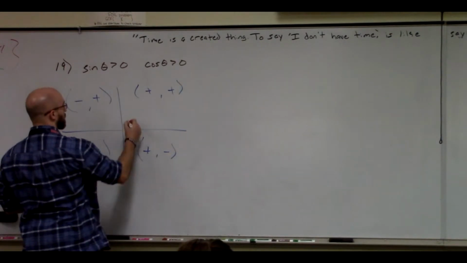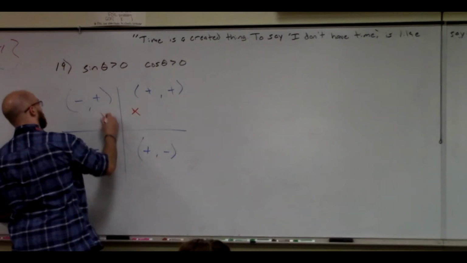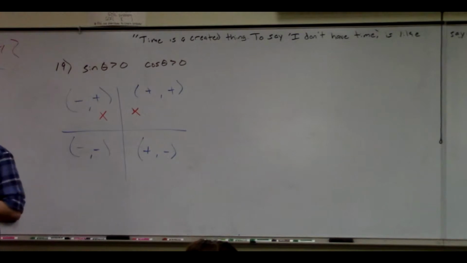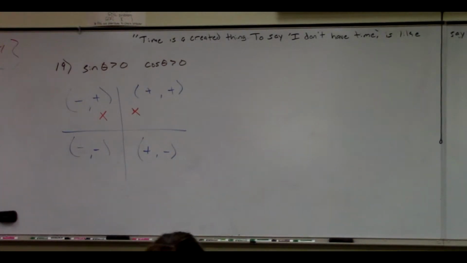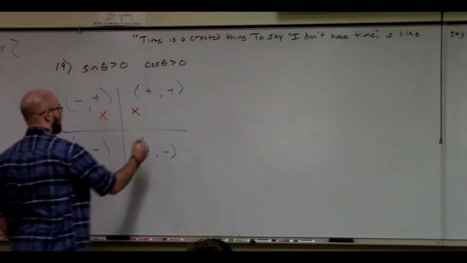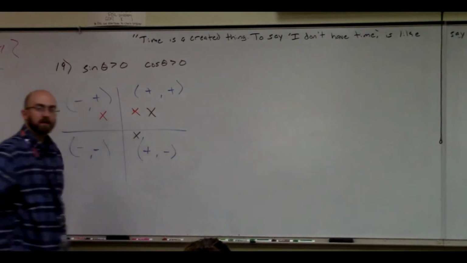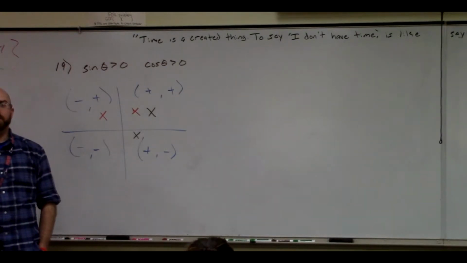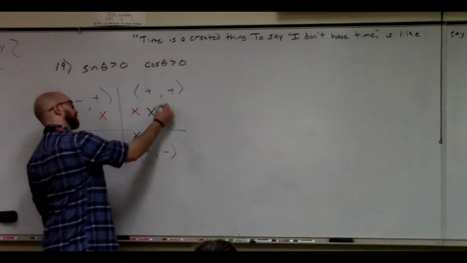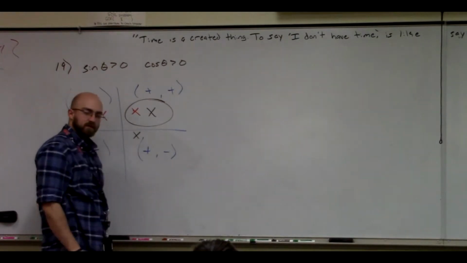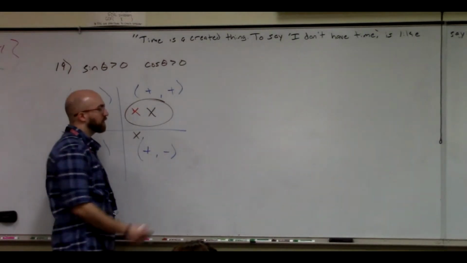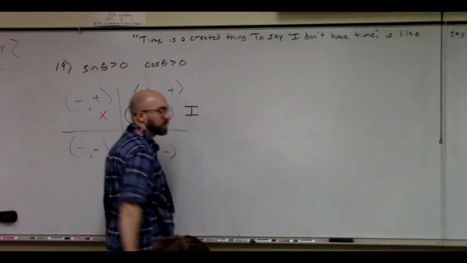That means I can be in this one and this one, right? That's for sine. Now cosine is x, correct? Cosine greater than 0. When's cosine greater than 0? This one and this one, right? So which one is it where they're both? That's what quadrant? Quadrant 1. So your answer for 19? Do that.